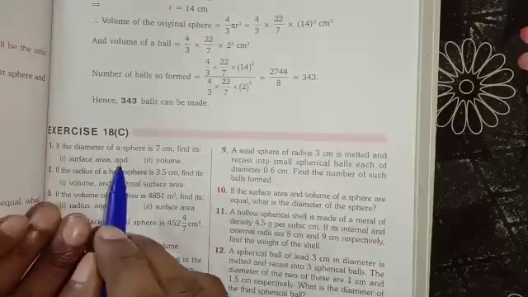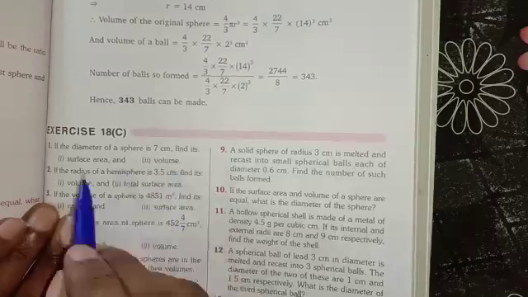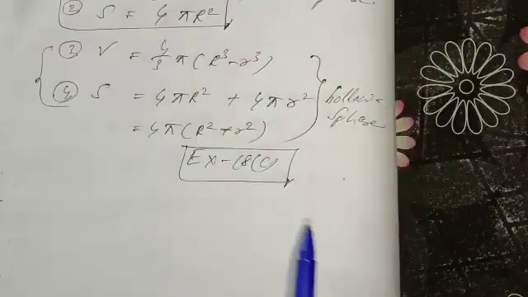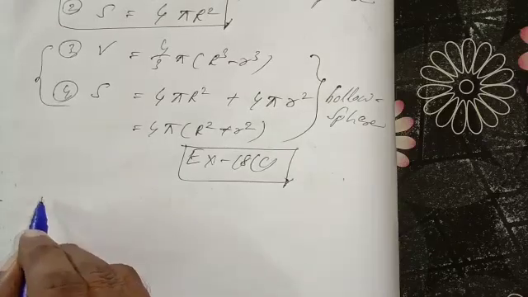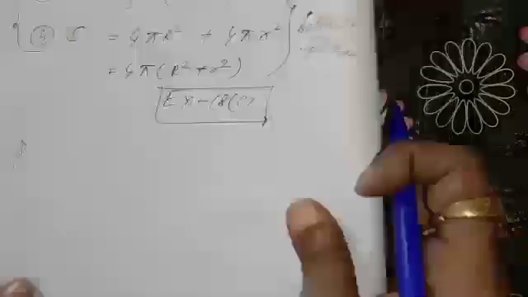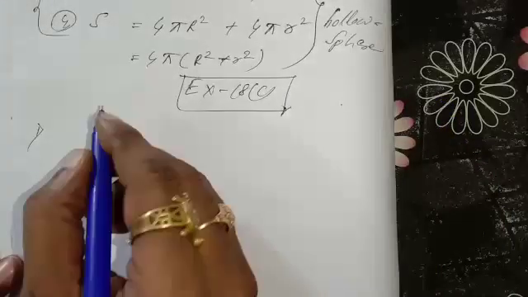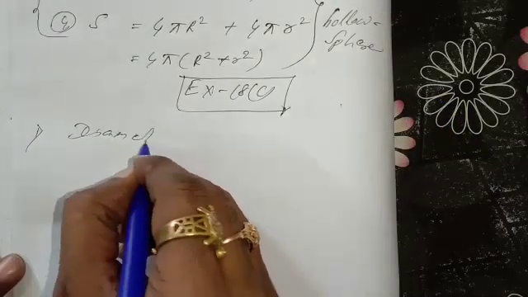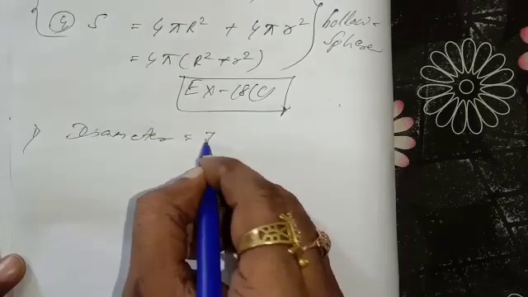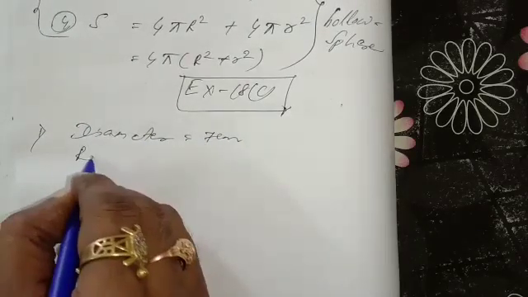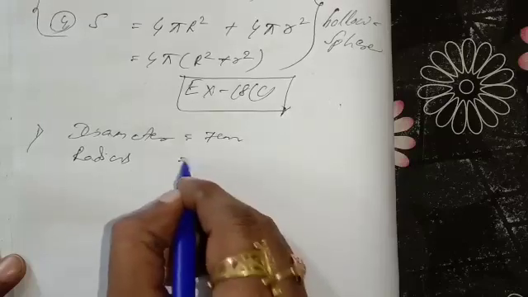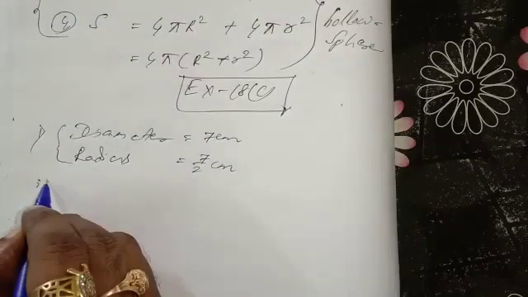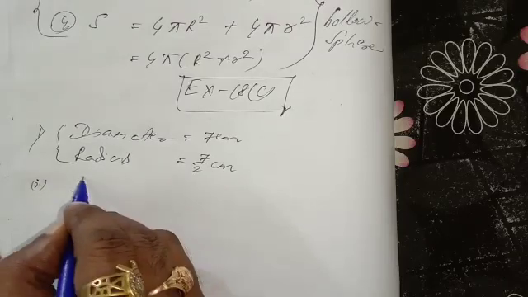If the diameter of a sphere is 7 cm, find its surface area and volume. Let me copy the question. What is given? Diameter of the sphere given is 7 cm. Radius will be half, so radius will be 7 by 2 cm. Yes or no?